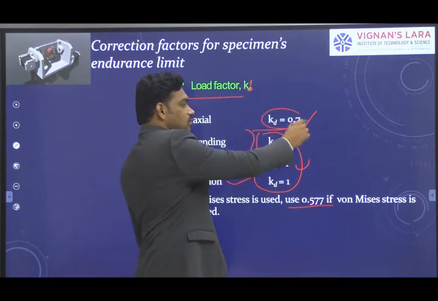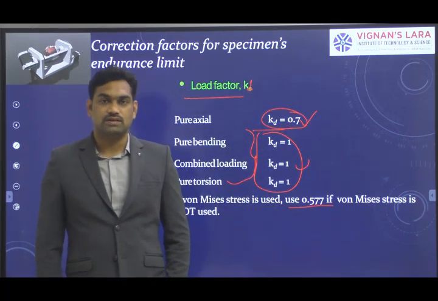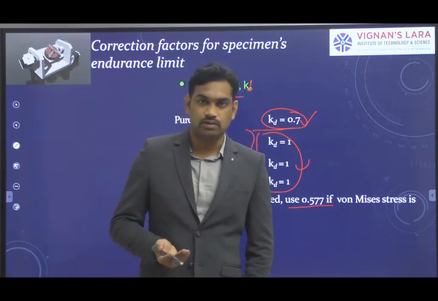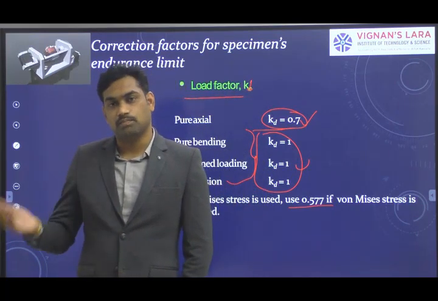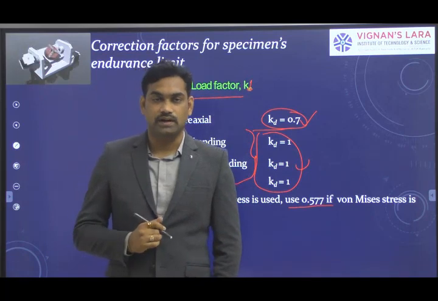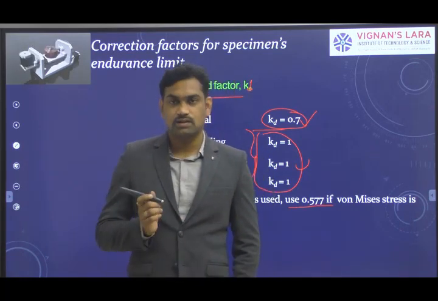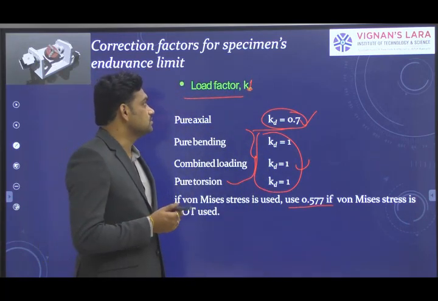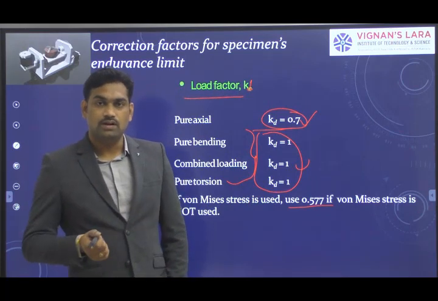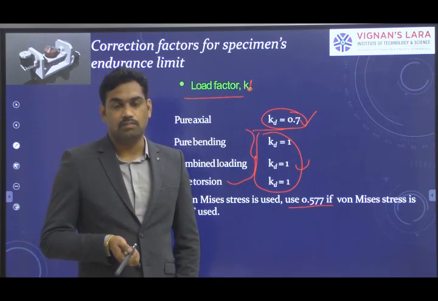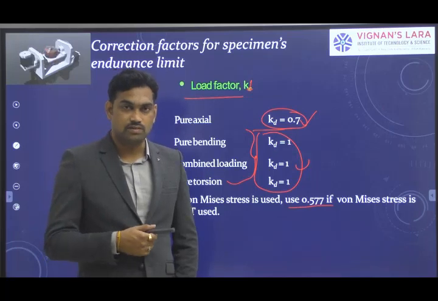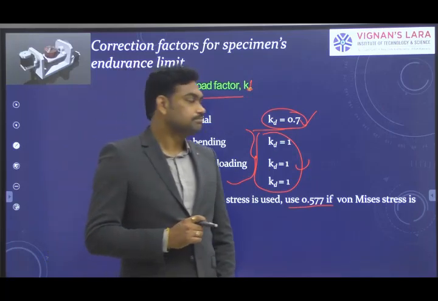That is a 30% reduction of endurance strength you can observe when it is subjected to axial loading compared to the completely reversed bending type of load condition. So that is the load factor. In all cases, it is not possible to maintain the same type of load to which the machine component is going to be subjected.